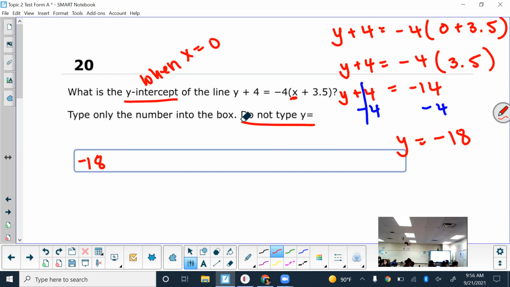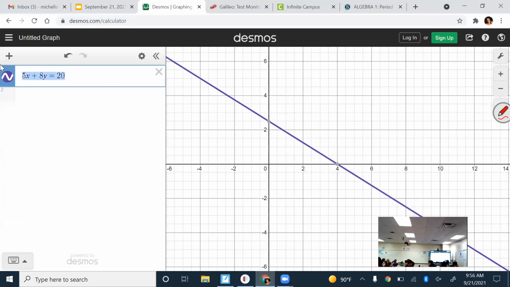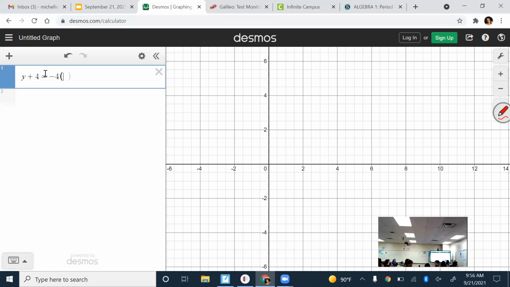All right, also just a side note, check your answers using Desmos. So on your paper test, part of your grade is being able to show work, but you can still use Desmos to check your answer. So if I type this equation into Desmos, so y plus 4 equals, what was it, negative 4 times x plus 3.5. Let me double check.